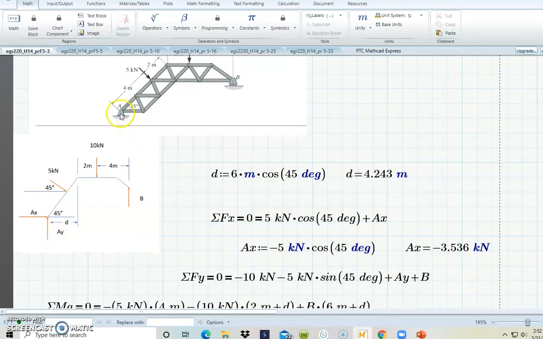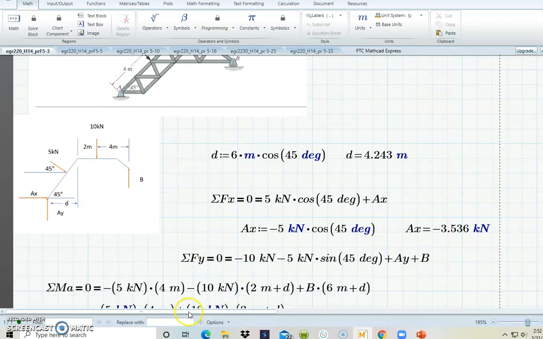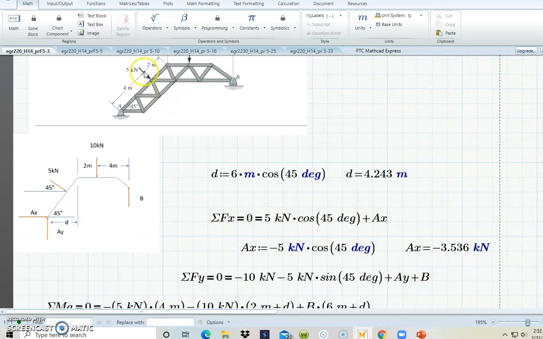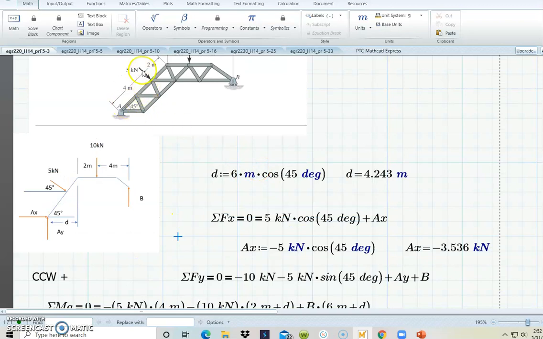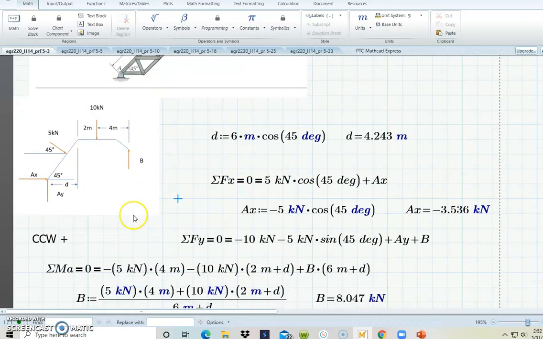And the nice thing about it is if you look here, you've got the perpendicular distance. So I'm just going to have AX times, I'm going to have the 5 kilonewton times 4. Now, again, we call counterclockwise positive. Let's put that on there. CCW is positive, and therefore the 5 kilonewton pinned around A would push down and around. It's clockwise, so it's negative.